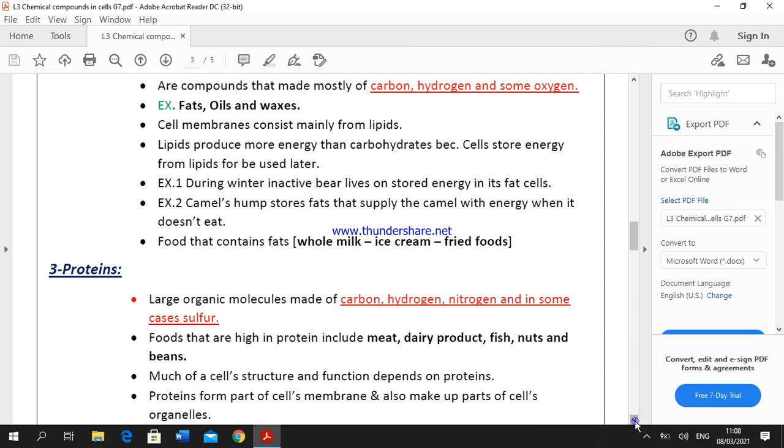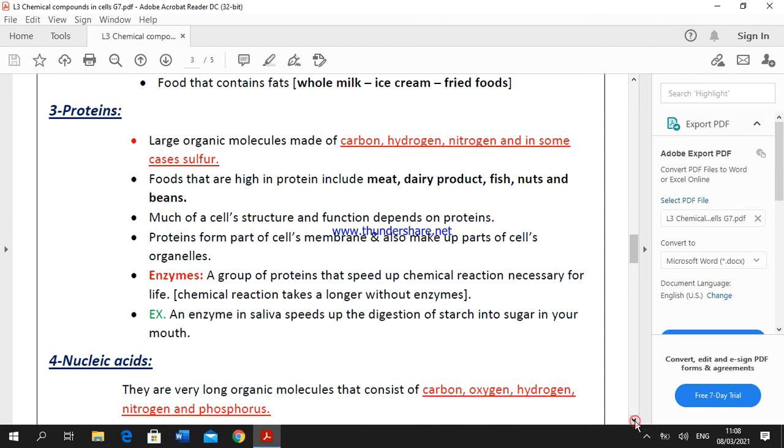The third group, proteins. Proteins are large organic molecules composed of carbon, hydrogen, nitrogen, and in some cases sulfur. We have many types of food that contain proteins, such as meat, dairy products, fish, nuts, and beans. Most of the cell organelles depend on proteins, and proteins enter the structure of the cell membrane and also make up the parts of the cell's organelles.